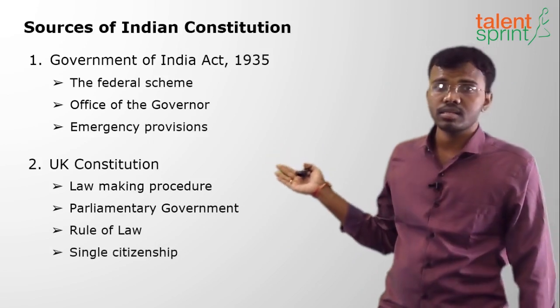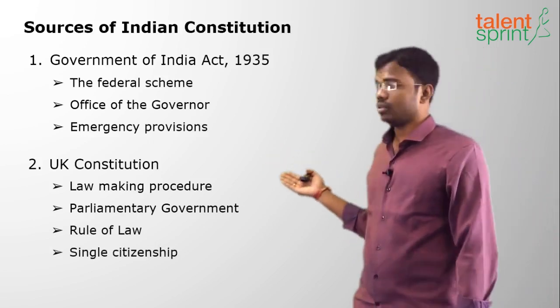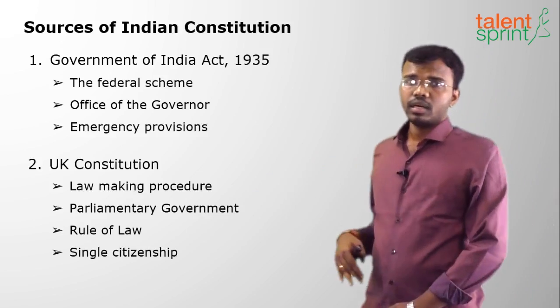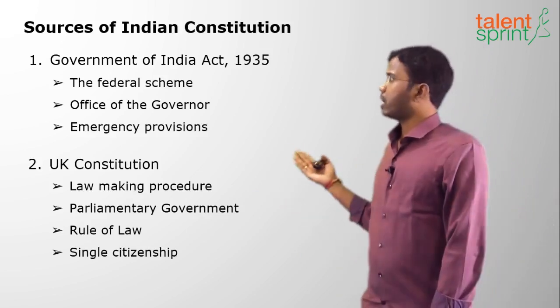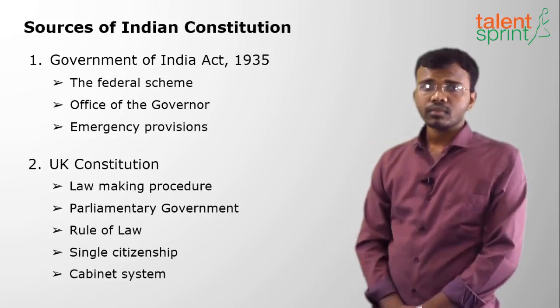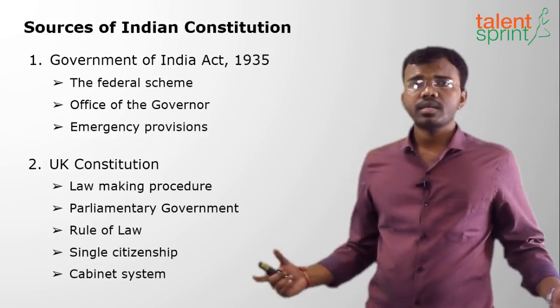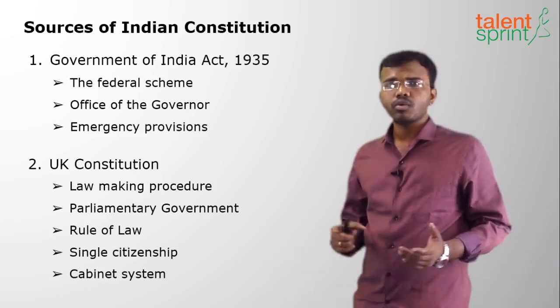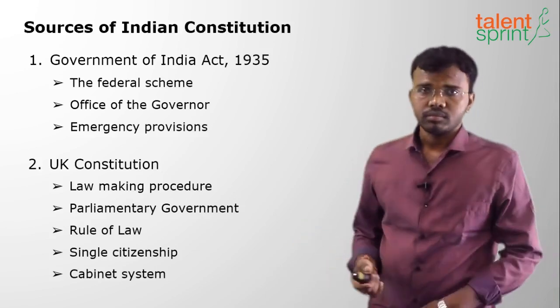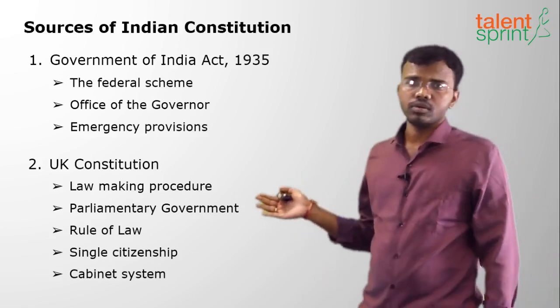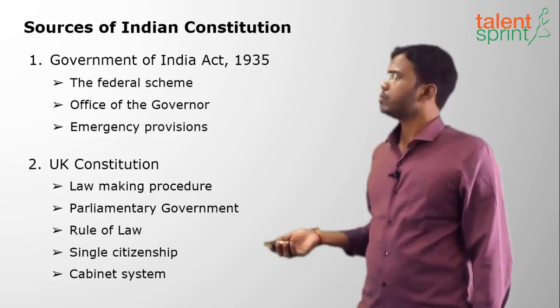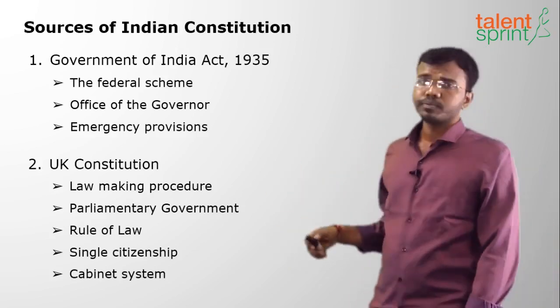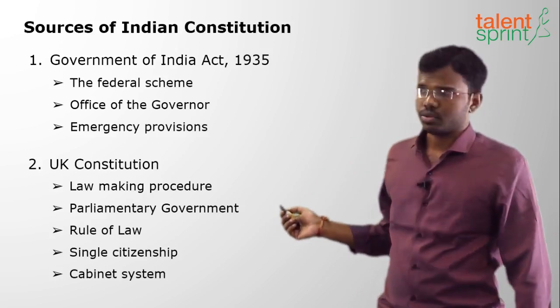Next is single citizenship. We have already seen. UK has a single citizenship. India has single citizenship. We are finally citizens of the country. Next is cabinet system. Cabinet means we have total ministers. Out of them, a small group forms cabinet. They include the important portfolios like external affairs, home minister, all those people. So these things we have taken from the UK Constitution.